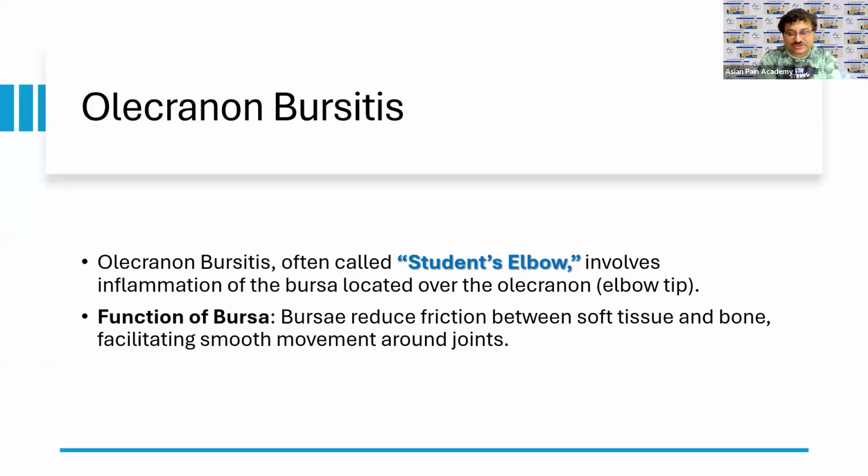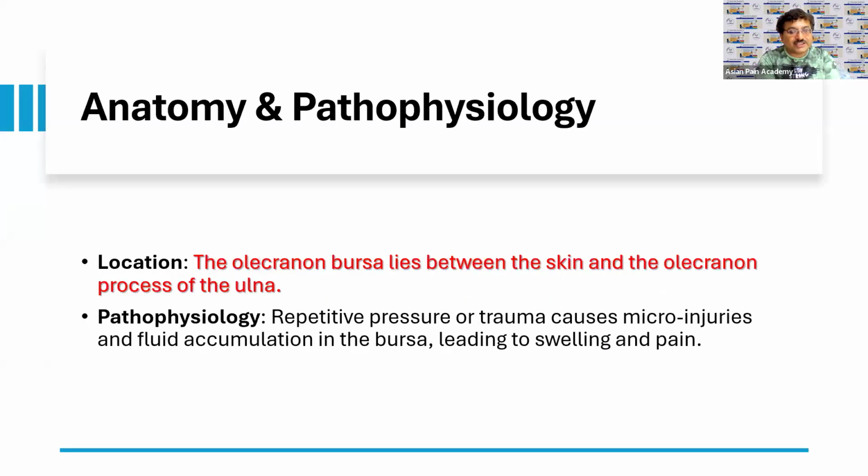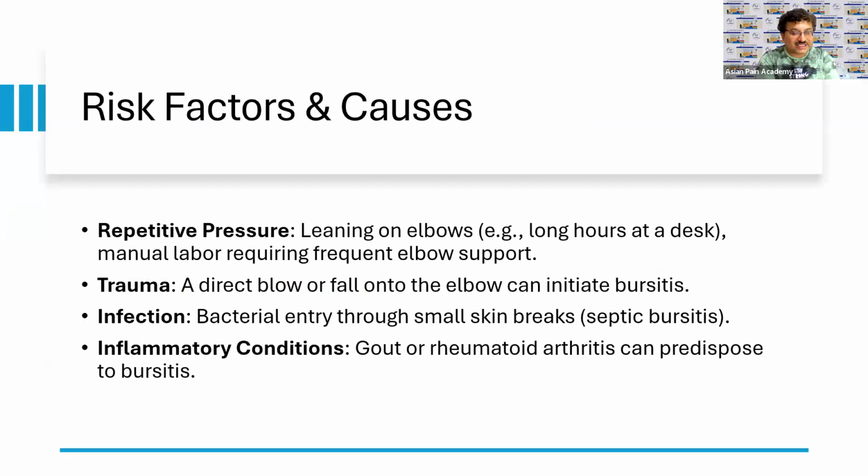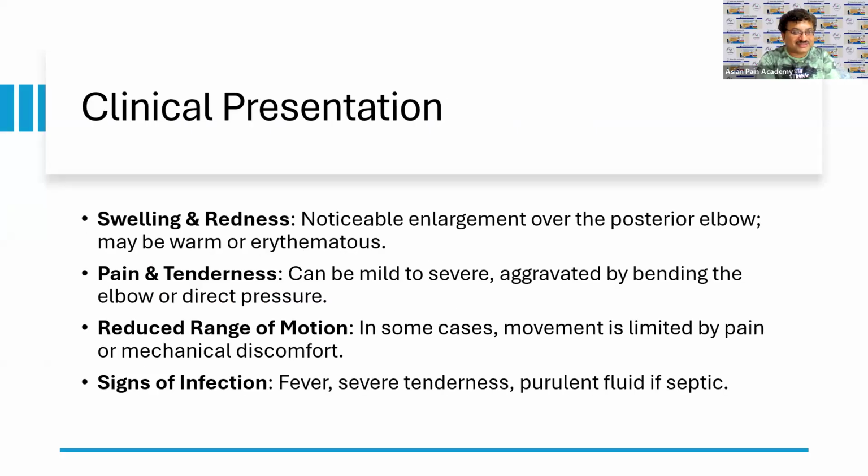So it is known as the student's elbow and occurs in the elbow tip, and the function of this bursa is to reduce the friction between the soft tissue and the bone, facilitating the smooth movement around the joint. Okay, and here repetitive pressure causes that condition. So trauma could be one possible cause, infection sometimes could be a possible cause, and inflammatory conditions like gout or rheumatoid arthritis can predispose to this bursitis.